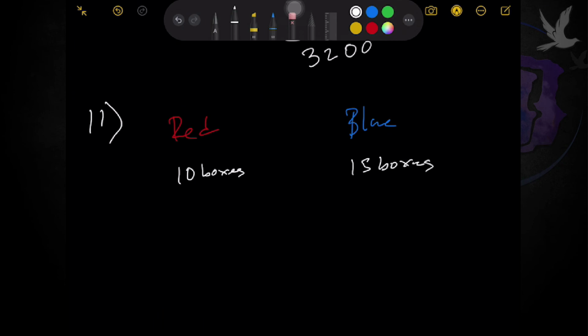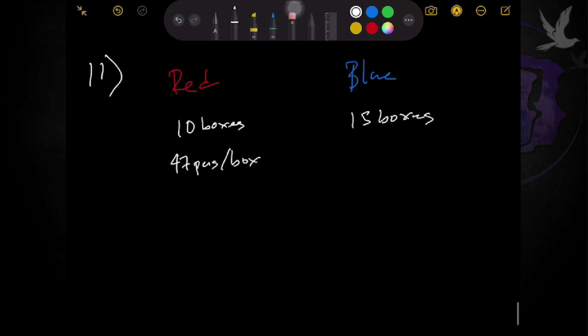Data gathering muna tayo because it is very important. And it says there for the red one, you have 47 pens per box. Okay, wala nang ibang data. What we can do here is to get the total number of red pens muna. We have 47 multiplied by 10, which is basically very easy kasi 10 yan. So the answer here is 470 red pens. Okay.